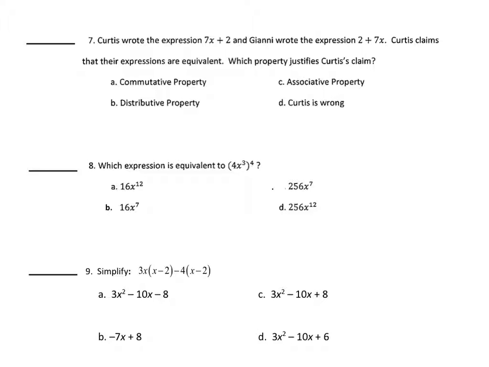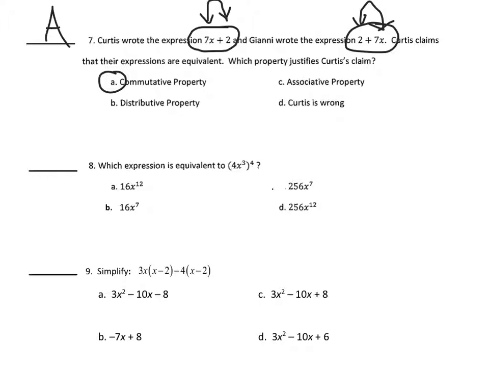Number 7, Curtis wrote the expression 7x plus 2. Gianni wrote the expression 2 plus 7x. And Curtis claims that their expressions are equivalent, which means that they mean the exact same thing. Curtis is right, but what property justifies Curtis's claim? Well, remember, whenever we switch the order of two terms around a plus sign, we're using the commutative property of addition, choice A.